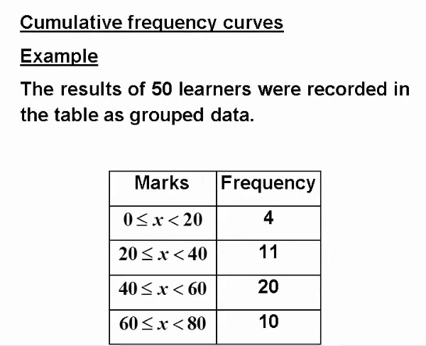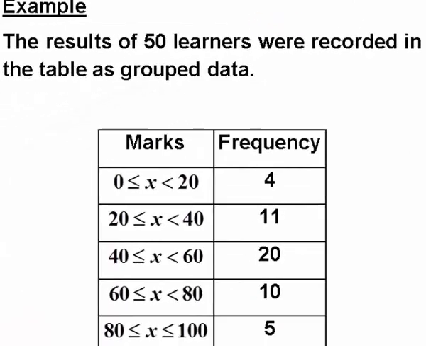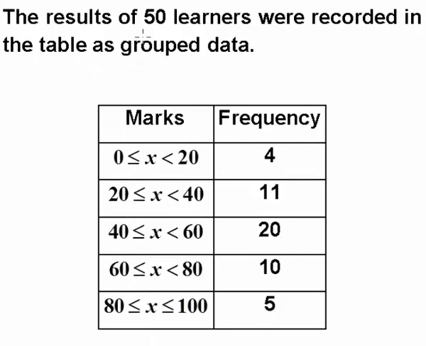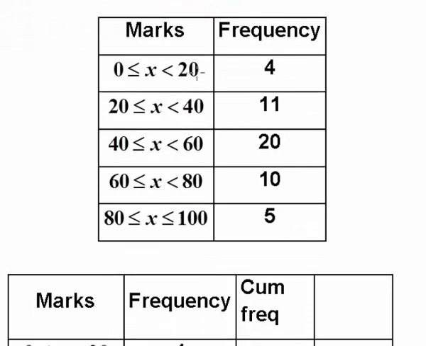Okay, grade 12s, let's revise the cumulative frequency curve. Another name for it is the ogive curve, if you remember. Now here's an example. The results of 50 learners were recorded in the table as grouped data. Remember, grouped data involves class intervals.